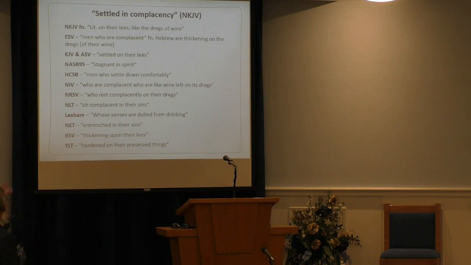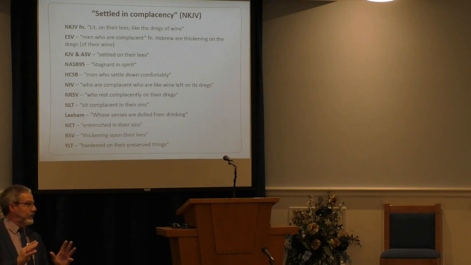All right? I'm not going to read every one of these. Men who are complacent. Footnote says Hebrew: thickening on their dregs. Something that thickens and settles at the bottom. Settled on their lees, stagnant in spirit, whose senses are dulled, entrenched in their sins, thickening on their lees. All I'm trying to get you to see is these various translations are not confusing, but they're enhancing. Does that make sense?